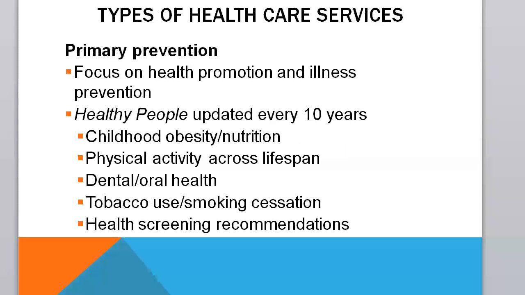Now, when we talk about healthcare services, we look at 3 different types of prevention, all right? And the first one is called primary prevention, and this focuses on health promotion and illness prevention. This is probably one of the most important preventions, because we want to provide the information to the community and the people in our community to prevent the illness from even happening, okay?